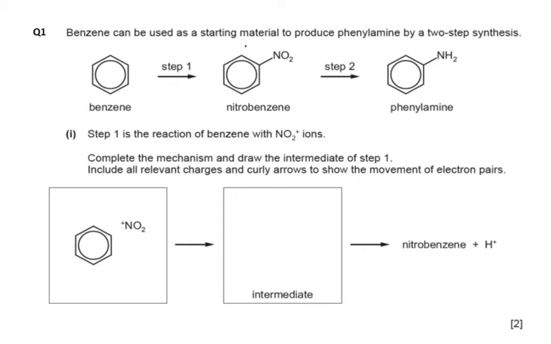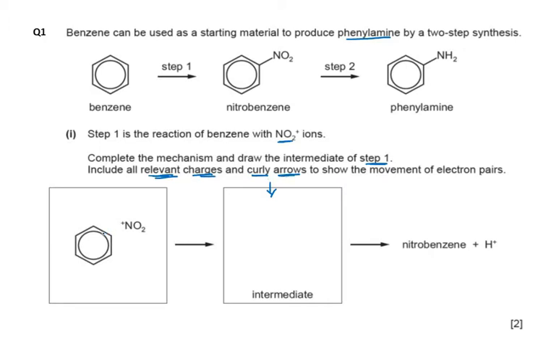Benzene can be used as a starting material to produce phenylamine by a two-step synthesis, and the two steps are given here. We can start with the first sub-question. Step 1 is the reaction of benzene with nitronium ion. Complete the mechanism and draw the intermediate of step 1 and include all the relevant charges and curly arrows to show the movement of electron pairs. Now one should also remember that including the intermediate, we should also draw the relevant charges and curly arrows.